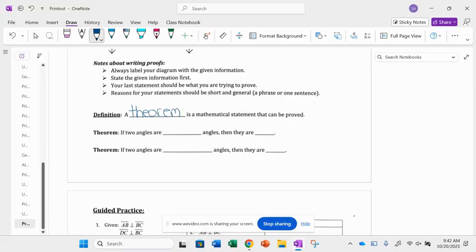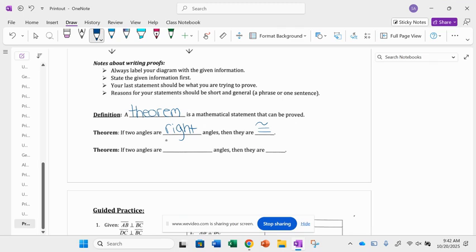A theorem is a mathematical statement that can be proved. And we're going to learn two theorems. The first theorem is going to be if two angles are right angles, then they are congruent.